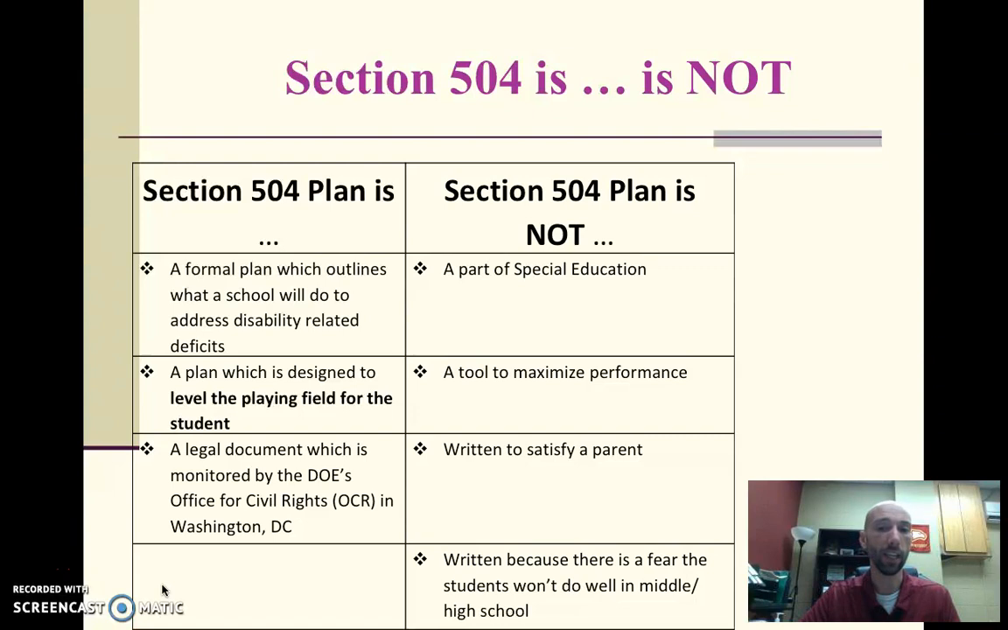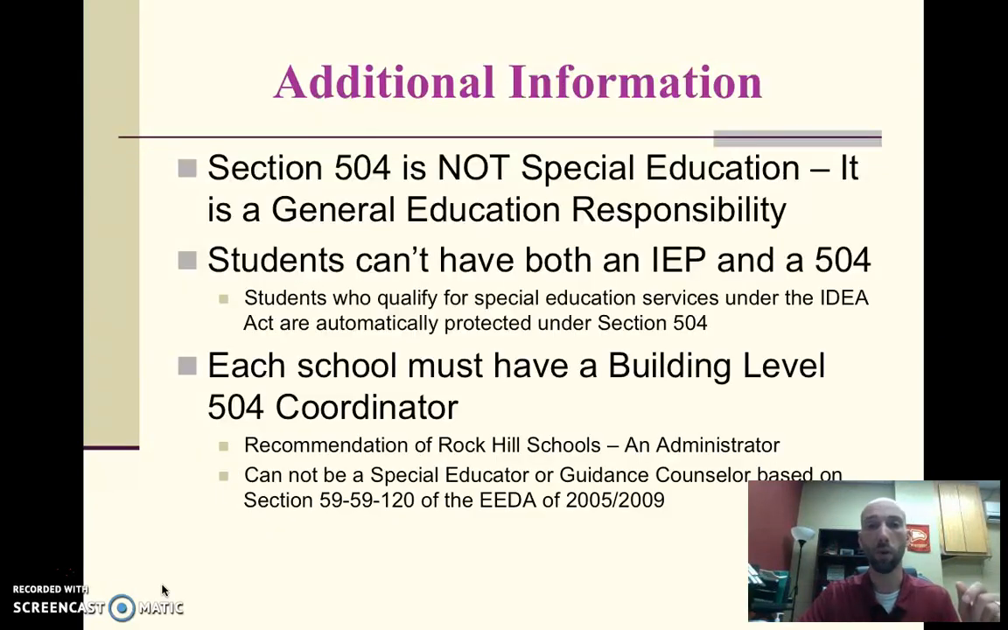We'll talk about that in just a second. It's not a tool to maximize performance. So we're not going to give a student a 504 because they made an 89, but their parent thought they should make an A. It's not meant to be written to satisfy a parent, and it's also not written because there's a fear the student won't do well in middle school or high school. There has to be actual evidence that the student is substantially impacted and then needs a 504. It is not special education. It's a general education responsibility.